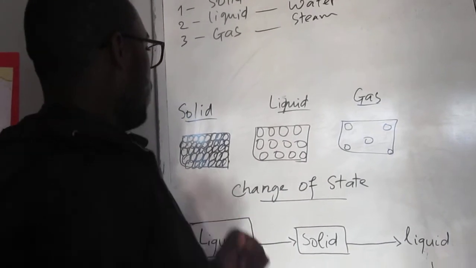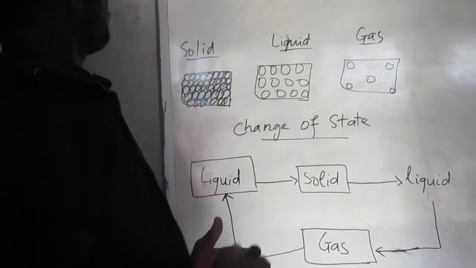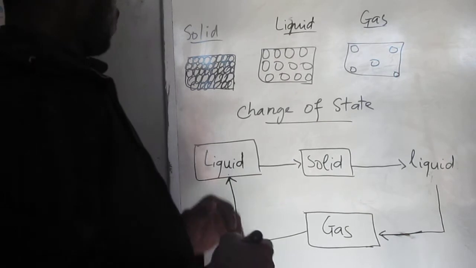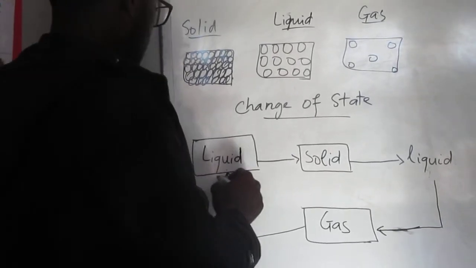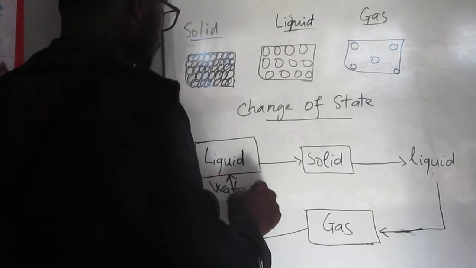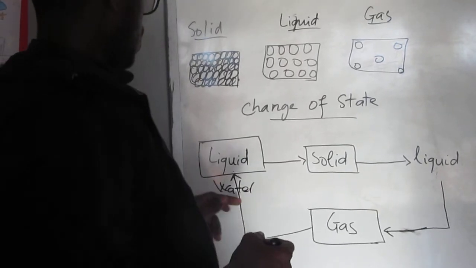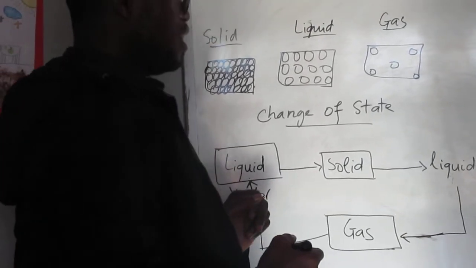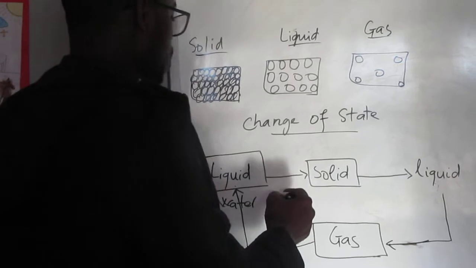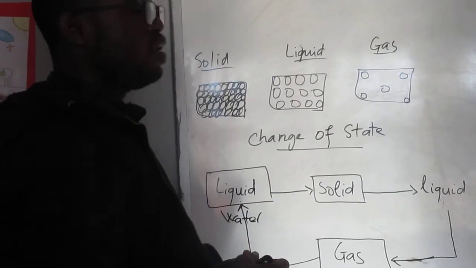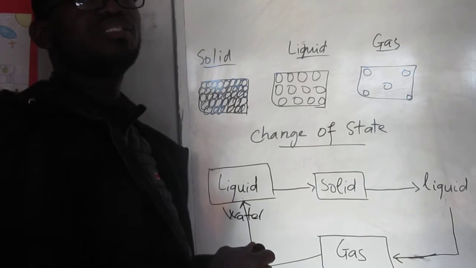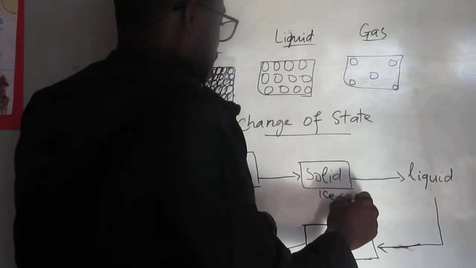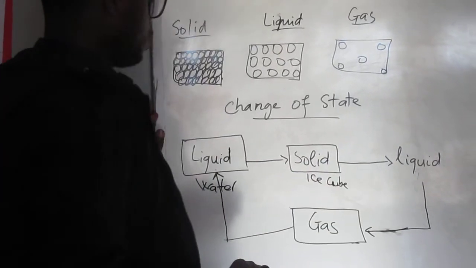And now we have the change of state. Can matter change its state? Yes. Because we can have a liquid, let us say we have water. If we take this water and put it in the freezer, under a certain temperature, this water will become ice. We can say it can become an ice cube.